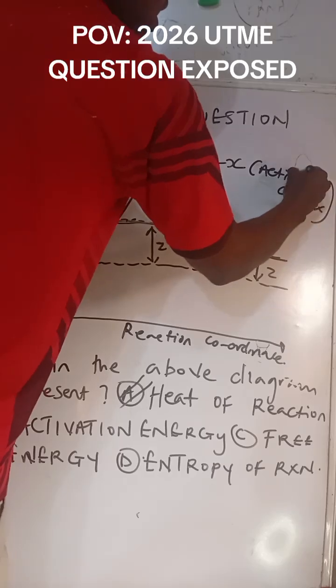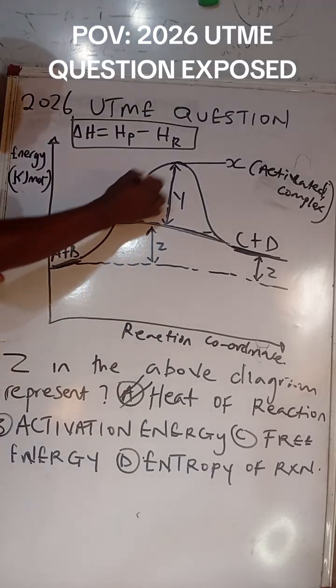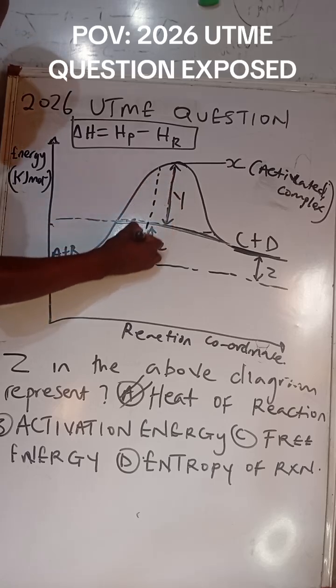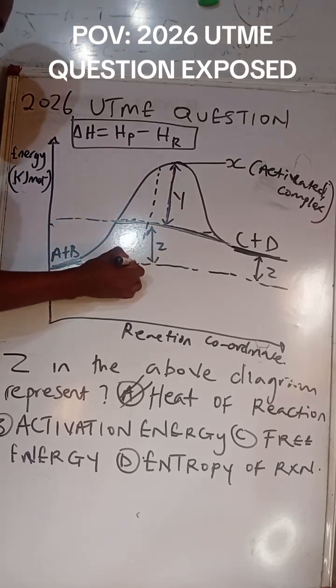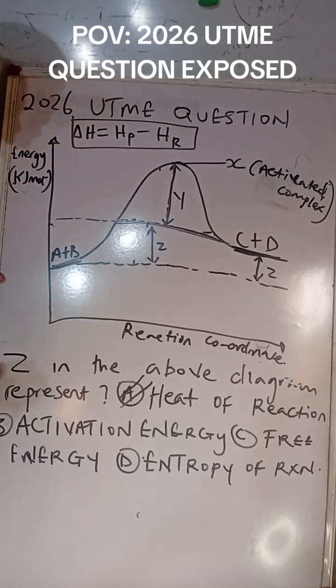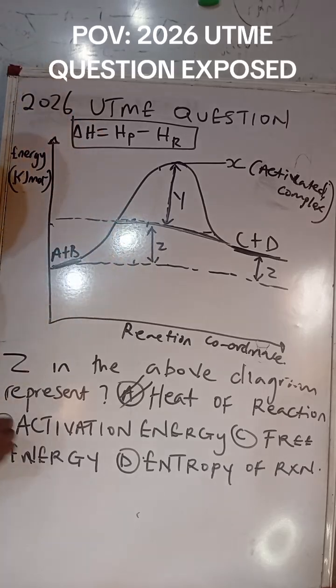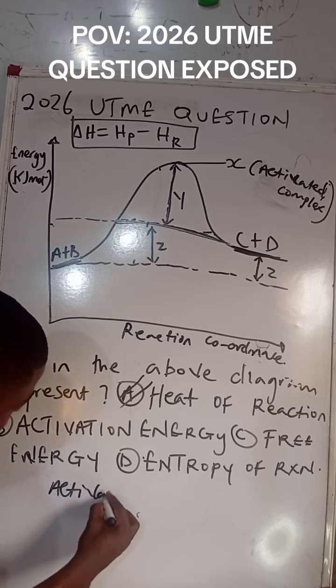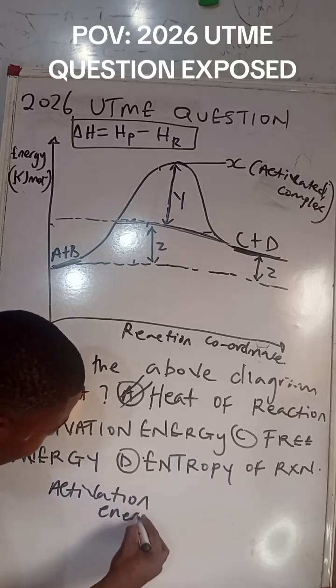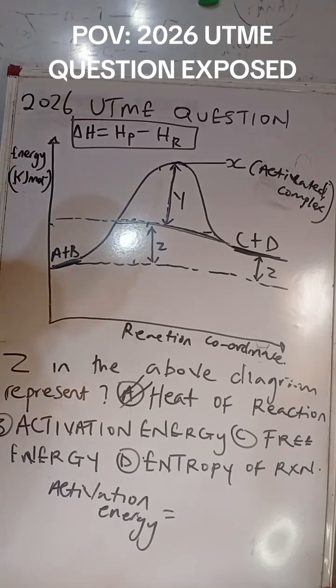Now quickly, the distance between the activated complex and the reactant is known as activation energy. In this particular curve, let me write it here, this is the activation energy. Activation energy is the energy required to break the energy barrier in the reactant for the reaction to start up. Or we call it the minimum amount of energy reactant particles must possess to start up the chemical reaction.